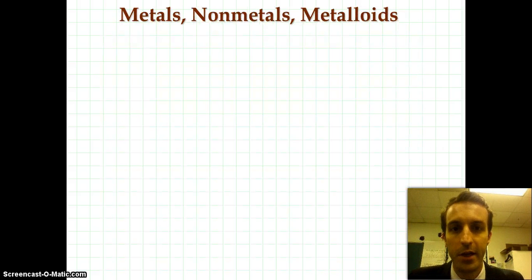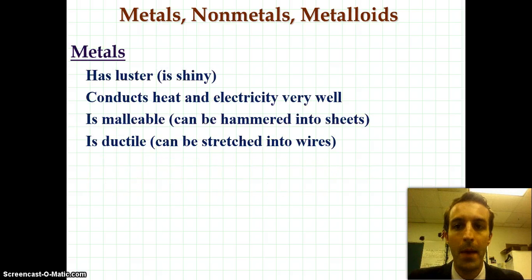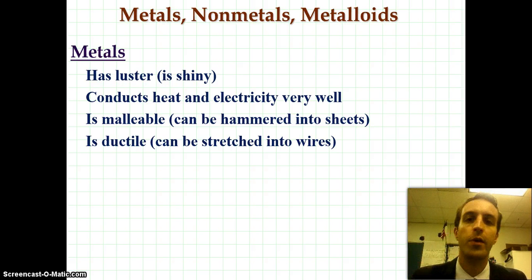What makes them special? Please remember, metals are shiny. They have luster. Luster is the word you're looking for here. Metals will also conduct heat and electricity very well. They are malleable, which means they can be hammered into sheets, and they are ductile, which means they can be stretched into wires. We proved this with the lab that we did on Thursday.